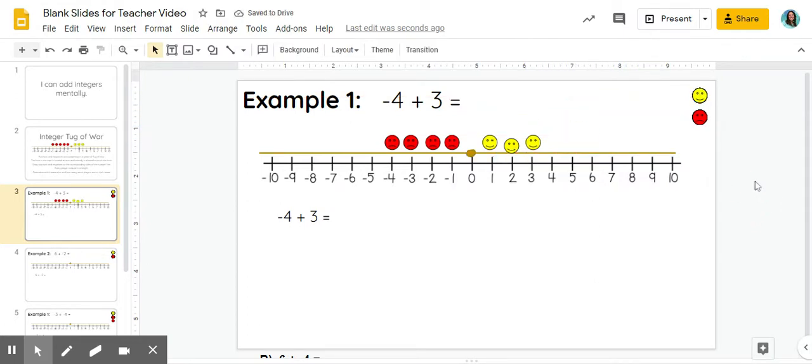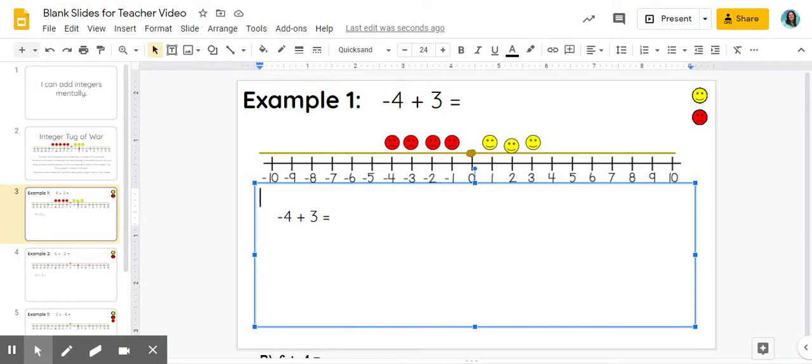Which team is going to win? Well, the negative team is going to win because they have more players. So our answer is going to be negative. They're going to win because they have more players. Specifically, they have 1 more player compared to the other team. So the answer is -1.